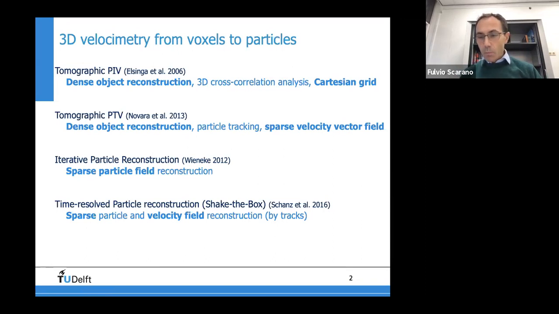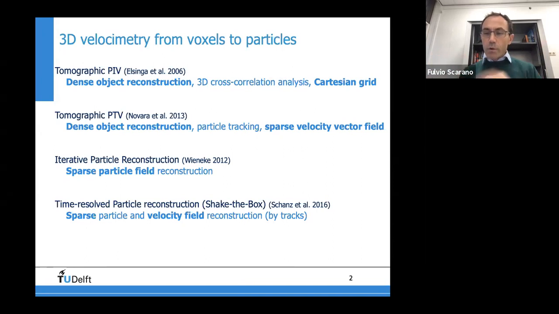And Matteo Novara hybridized the concept. He still used voxels to reconstruct the object, but then he focused on detecting particles in 3D, obtaining sparse particle tracks. And then he was analyzing the velocity vector field on sparse data. The real compression came with the iterative particle reconstruction, so there was no more need to have the domain discretized in individual voxels, but only data was stored when a particle was present.